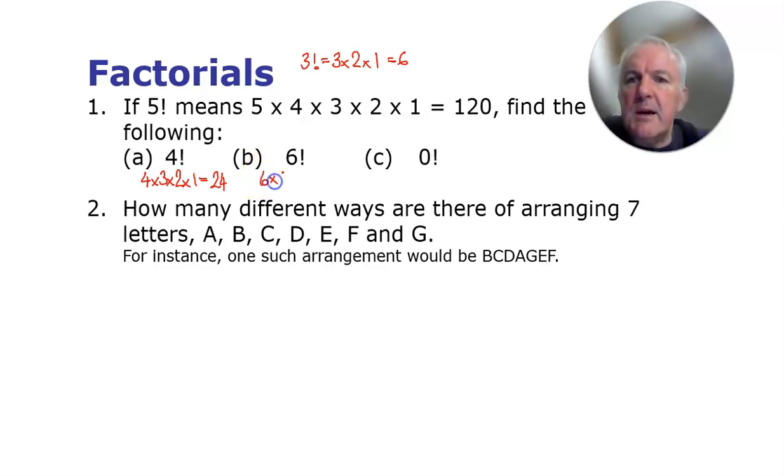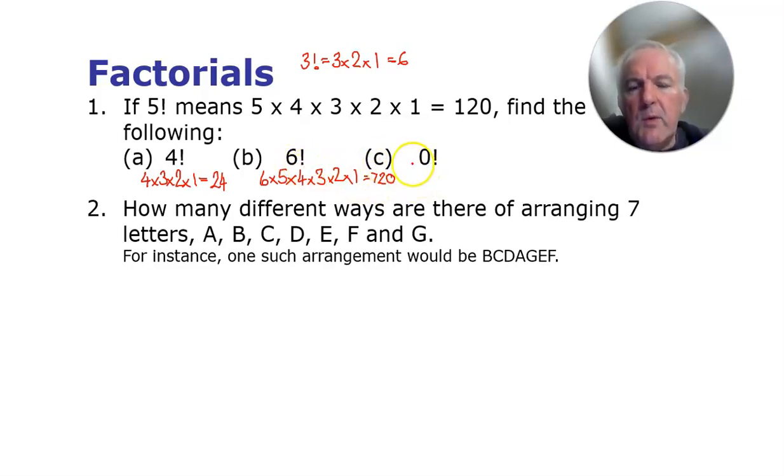6 factorial, notice where the exclamation mark is, is 6 times 5 times 4 times 3 times 2 times 1. Just count down all the way with the whole numbers until you get to 1. I think you get 720 there. Hopefully I haven't made a daft mistake. I think that's right.